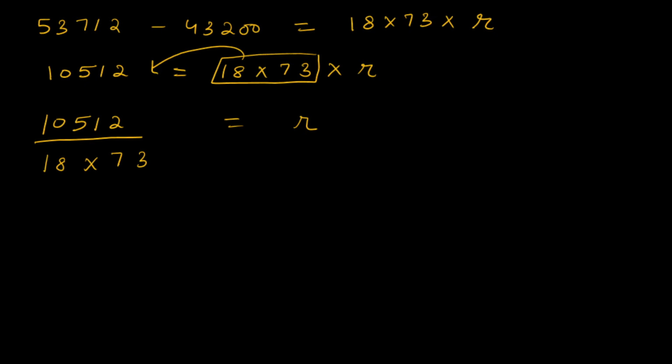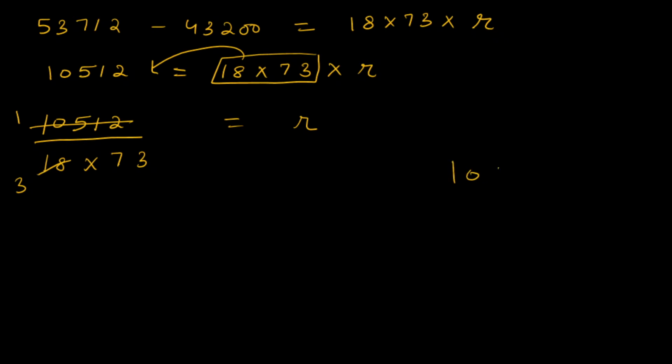I'm not sure whether you are doing cancellation or directly dividing it. So on which table should we do the cancellation? Let's do it on the 6 table. 6 into 3, 6 into, this is 1. R is 8%. Okay, so directly you people are telling.